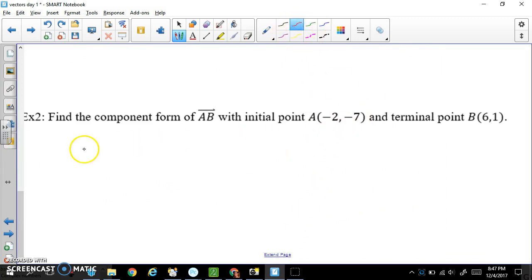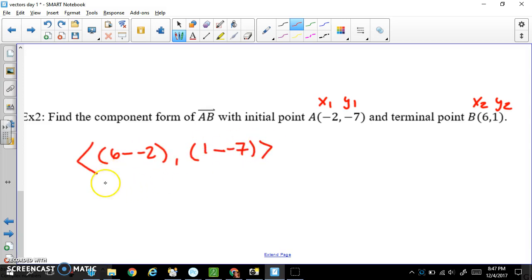So let me try this one right here. I'm going to find component form of this one. This is telling me I'm starting here. So this is x1 and y1, and this is x2 and y2 because this is where I'm ending. So I've got my end, I'm subtracting my beginning, 6 minus negative 2. And again, I've got my end, and I'm going to subtract my beginning, 1 minus negative 7. So 6 minus negative 2 becomes 8, and 1 minus negative 7 also becomes 8. So likewise, if I was to graph this like I just did before, this would tell me that I'd be going right 8 and up 8.